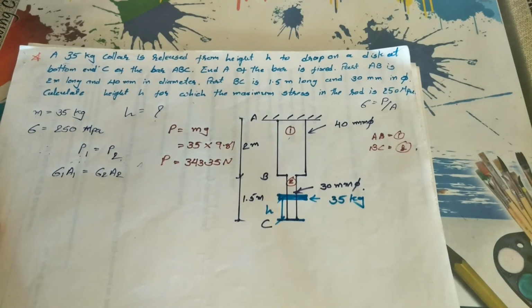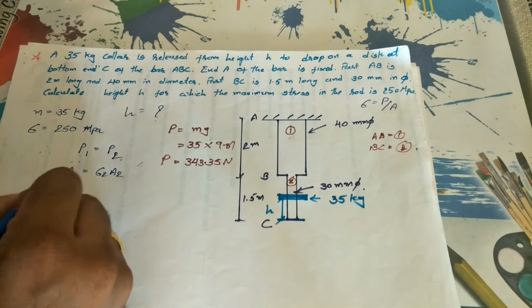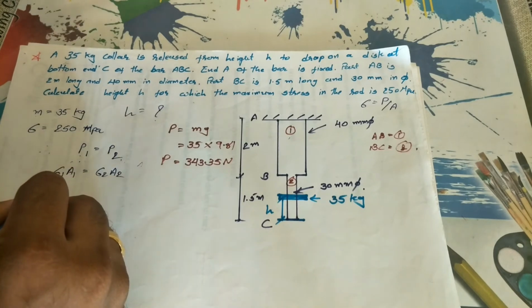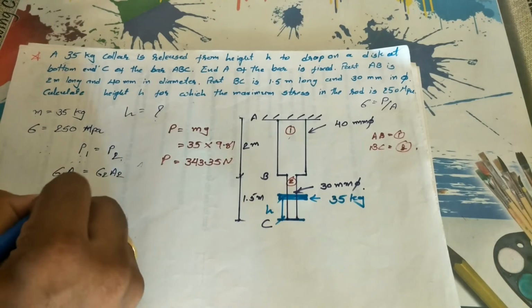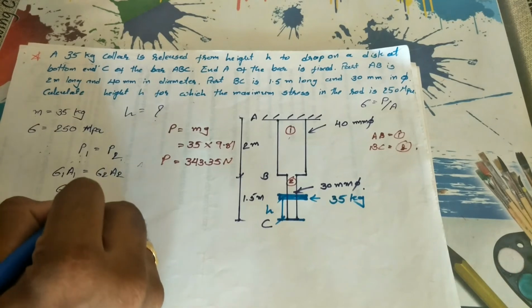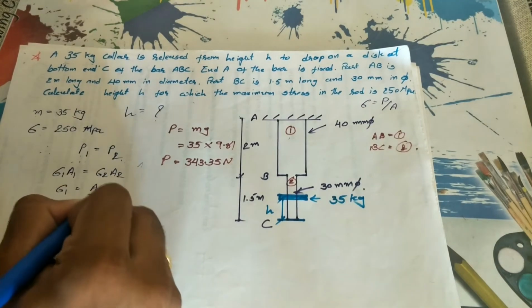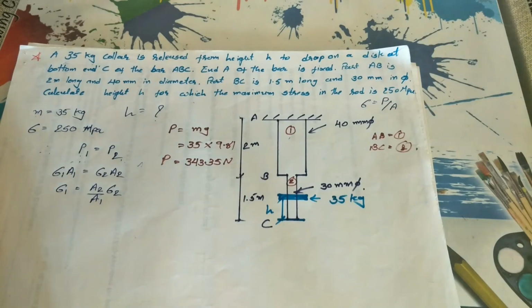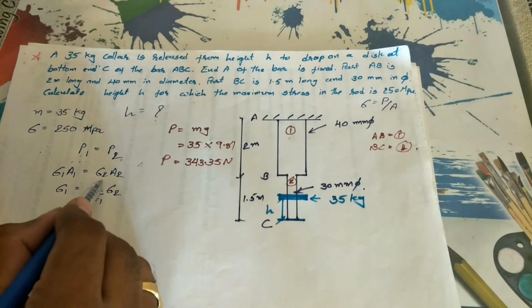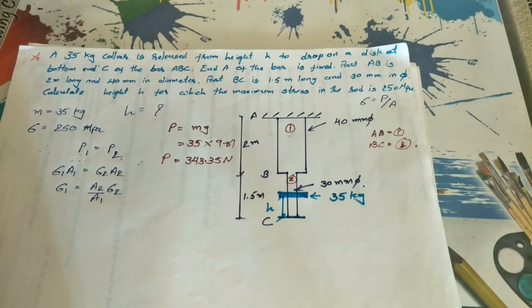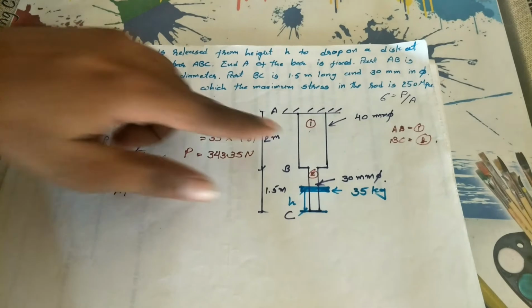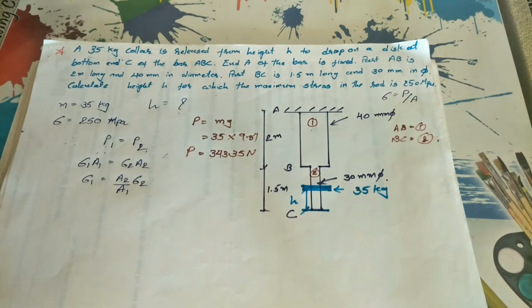Okay, sigma 1 A1 plus sigma 2 A2. So sigma 1 is equal to A2 by A1 sigma 2. Okay, now what is the area of this? So you also need to calculate the area of this rectangle portion. Okay, so what is the area of that?